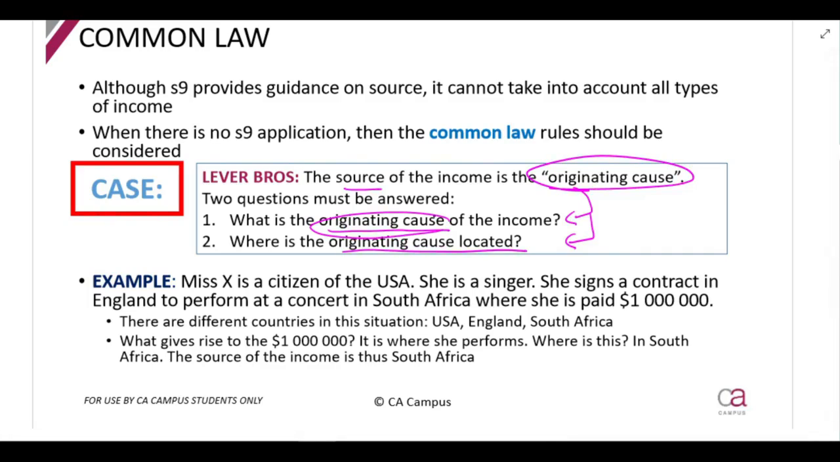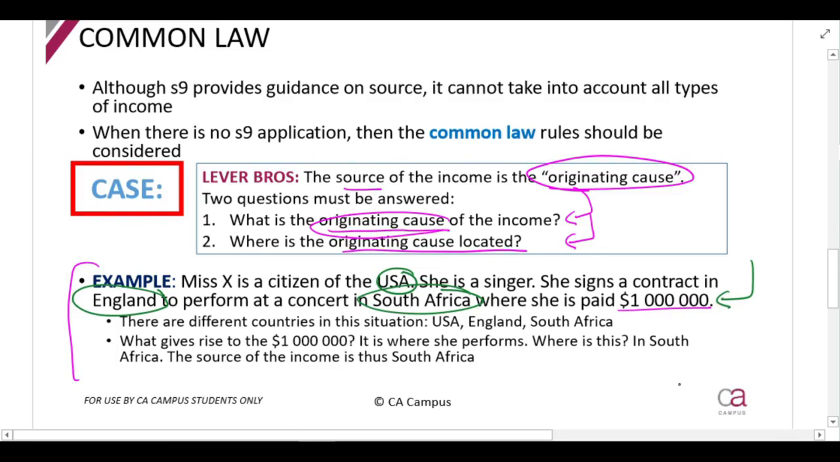Originating cause means what is the thing that happened, or the event, or the transaction that gave rise to that income. So this is an example to illustrate what it means. Miss X is a citizen of the USA. She's a singer. She signs a contract in England to perform at a concert in South Africa where she is paid $1 million. So now I want you to see we've got the USA, we've got England, and we've got South Africa. So what is the originating cause of that $1 million?